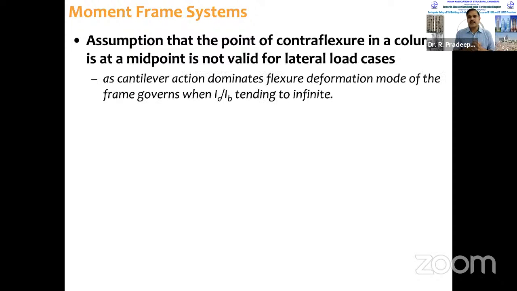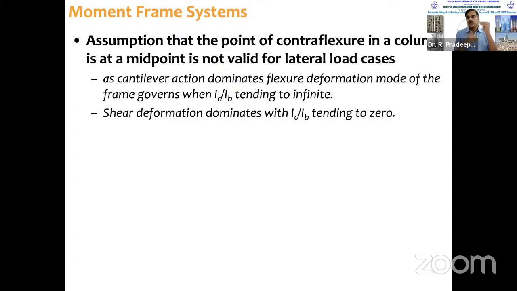The usual assumption is, say under gravity loads, we clearly see that the point of contraflexure in a column comes at the mid height. That assumption is not valid always. Why? Say IC by IB is tending to infinity. What does infinity mean? The moment of inertia of the column is very large compared to the moment of inertia of the beam. So what happens is cantilever action dominates. When cantilever action dominates, usually the lower floors experience higher bending moment values, especially in lateral load resisting elements, say columns.